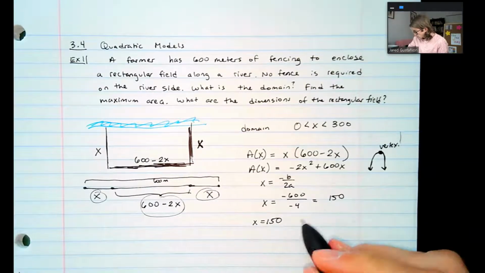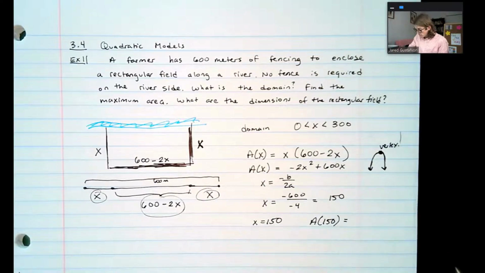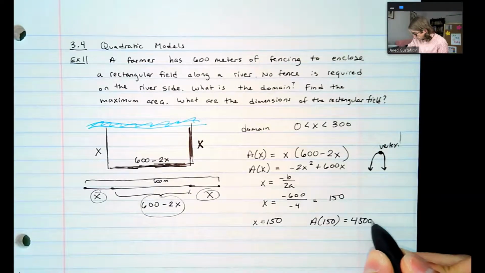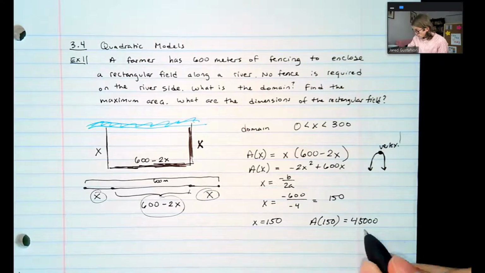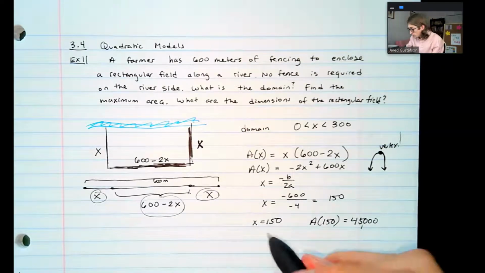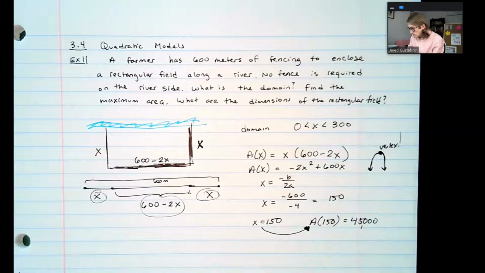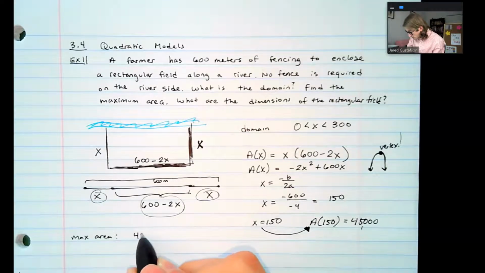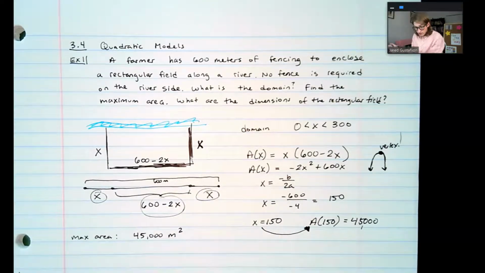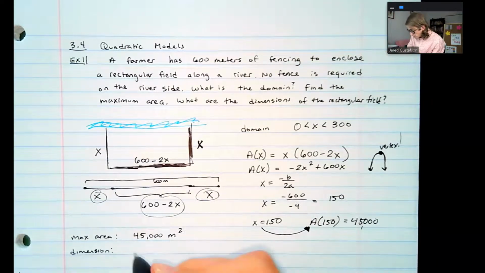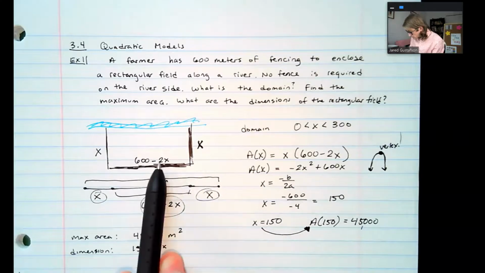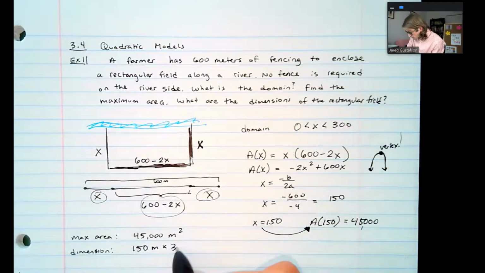What is our area at 150? Plugging in 150 into this, I'm going to save you the calculation. I already did it. 45,000. We get that from plugging x back into our function A. So what's the max area? It's 45,000 square meters. And what are our dimensions for that max area? It is 150 meters by, let's plug in 150 here, 600 minus 2 times 150, which is 300 meters.